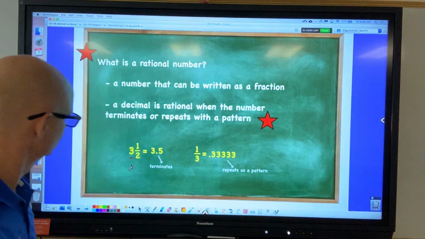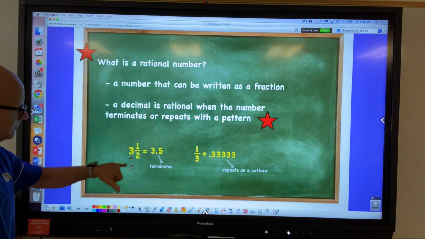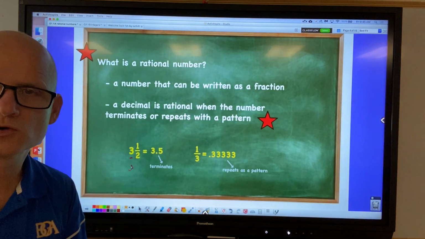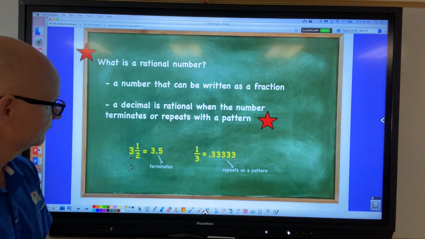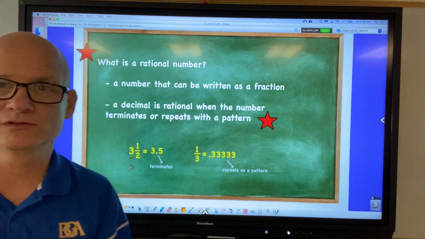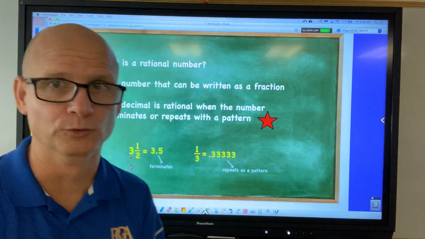But 3 1/2 can be written 3.5, right? So a rational number is a number that can be written as a fraction. For example, 1/3, you can write that as 0.3333333333333.